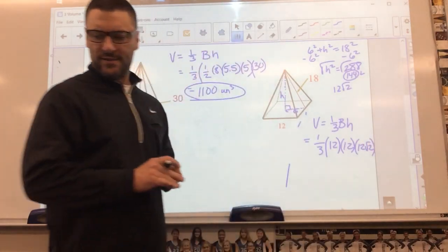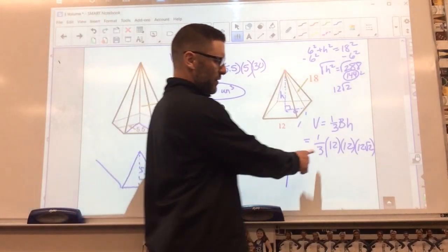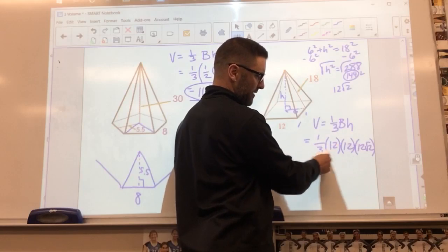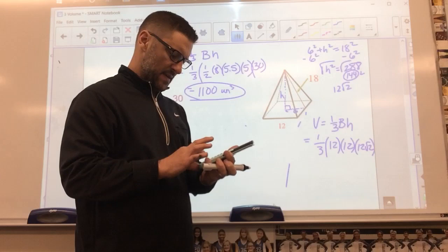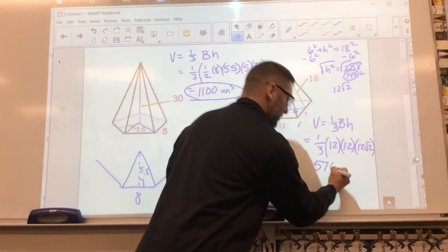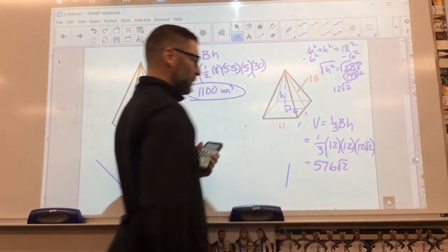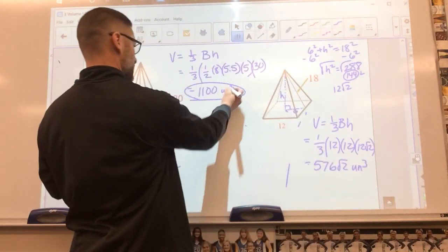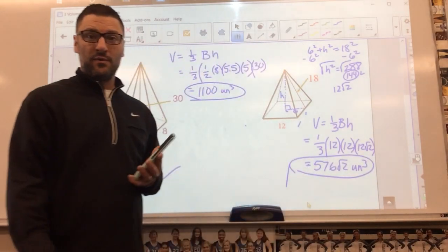And if I was going to find the exact answer, well, I know 1/3 of 12 is 4. And then I have a 12, and then I have another 12. So I have 4 times 12 times 12. And that's 576. And then what they'll do is they'll leave that radical 2 just as a little kicker there. So radical 2 on there. And that would be in units cubed. And that would be the exact answer. That's the way it would appear on the ACT.